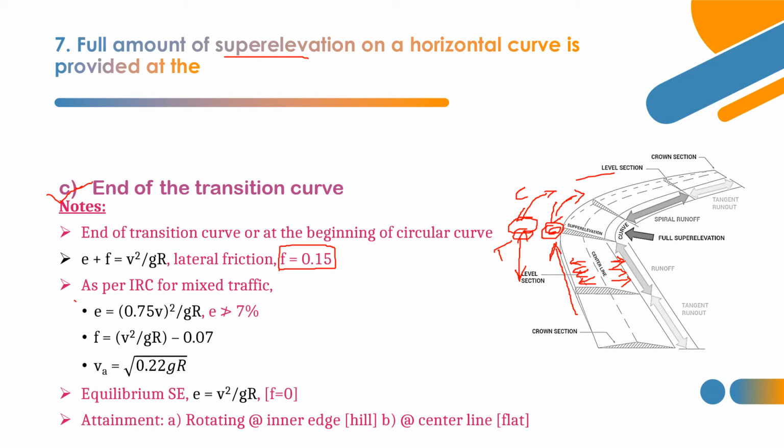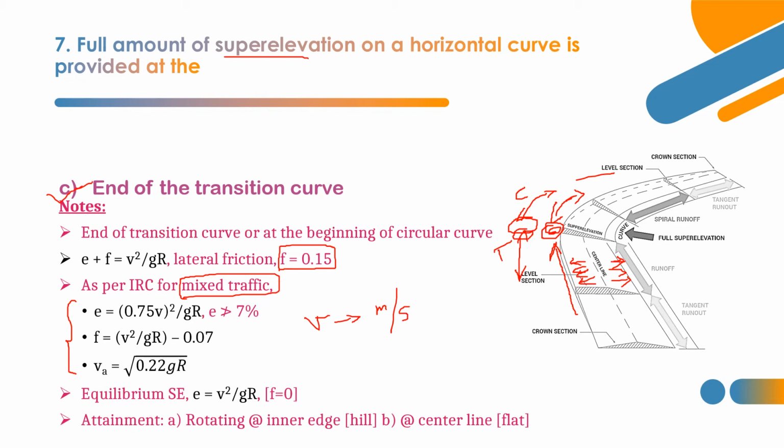So as per IRC, these three formulas are followed for a mixed traffic condition. E is equal to 0.75 V square, V the whole square, divided by GR. This square is not for only velocity, this is a whole square. Whenever small v comes, this is for meter per second. Only capital V means kilometer per hour.